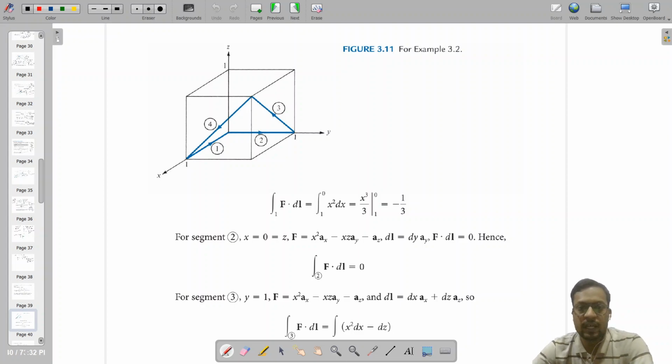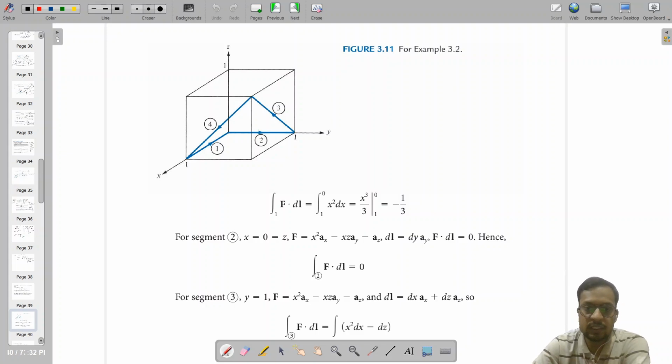So at y equal to 1, it varies to z equal to 1 and x equal to 1. Similarly, the fourth line is in the downward direction to the x-axis, that is from z equal to 1 and y equal to 1 to x equal to 1 and z equal to 0 and y equal to 0.